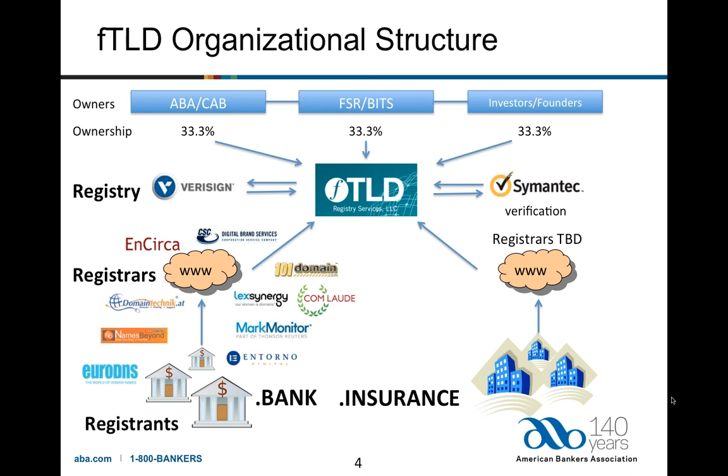We at ABA, through our Corporation of American Banking, own a third of FTLD. The Financial Services Roundtable is our strongest partner. They also own a third. You may be familiar with BITS, the technology group within the Roundtable. They're the ones that are most actively involved. And then we have a variety of financial services investors, both internationally as well as nationally, trade associations and companies, both insurers and banks, that make up the other third of the ownership of FTLD Registry Services.